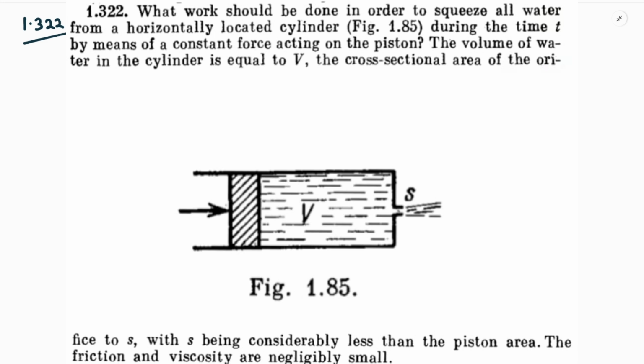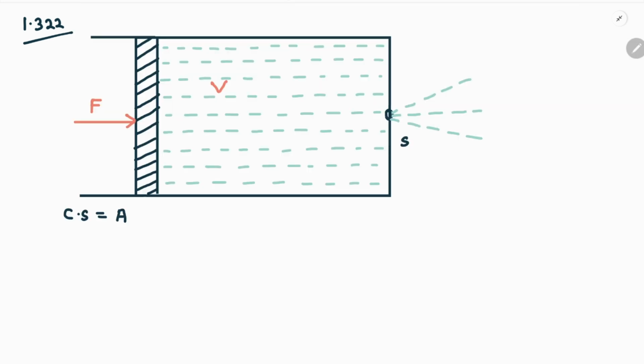The cross-sectional area of the orifice is small s, where s is considerably less than the piston area. The friction and viscosity are negligible. So this is the diagrammatic representation of the problem which we have. Force F, which is constant in magnitude, is acting on the surface area A, and the volume of the container is V. We will be applying the equation between this end of the surface, which we mark as 1, and the other end, which we mark as 2, and the orifice from which the fluid is coming out is marked as S over here.